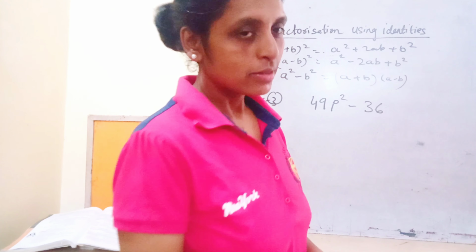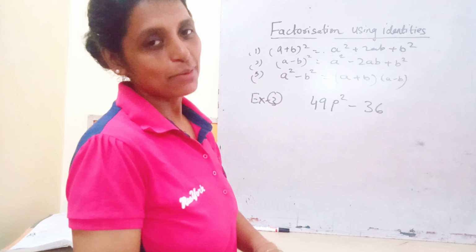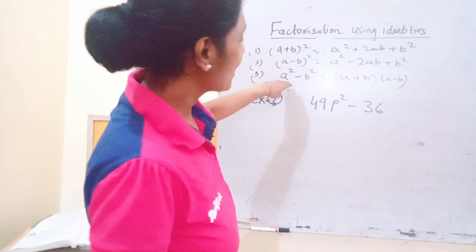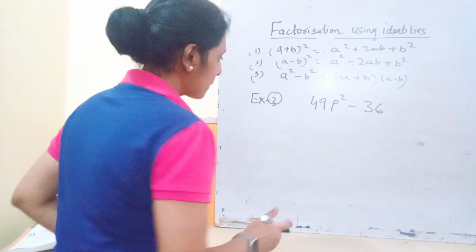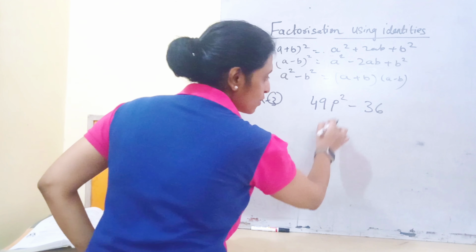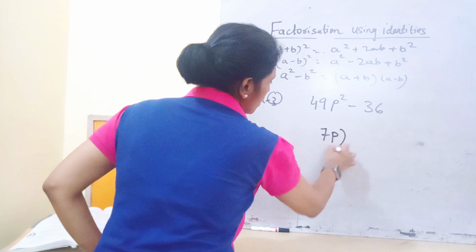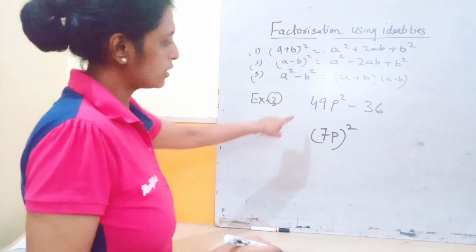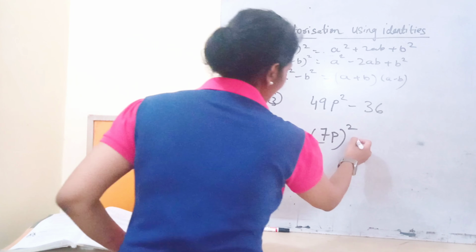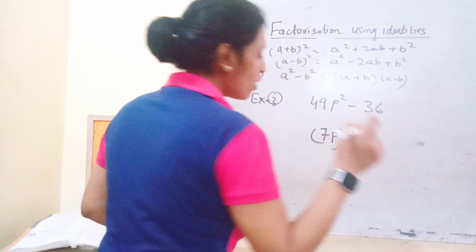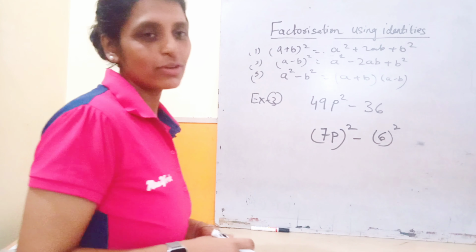Children, coming to the third example, we have 49p square minus 36. Okay. So which algebraic identity do you think we can apply here? We can apply a square minus b square. Why? Because 49p square minus 36 can be written as (7p) whole square. Isn't it? 7 7s are 49 and p square is p square. Minus 36, which is the square of 6. So it can be written as 6 to the power 2.